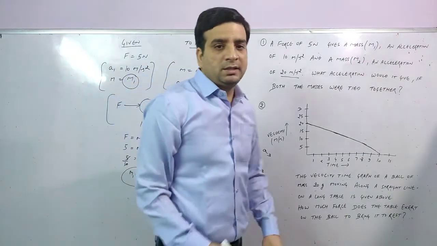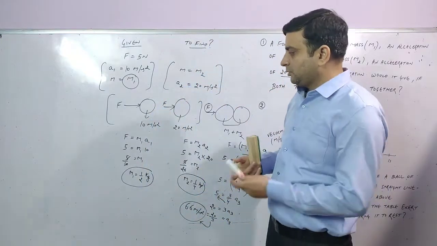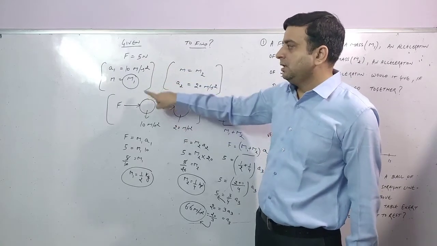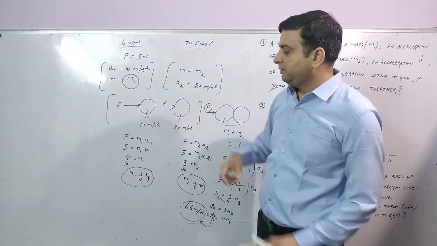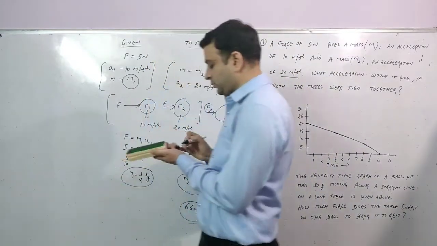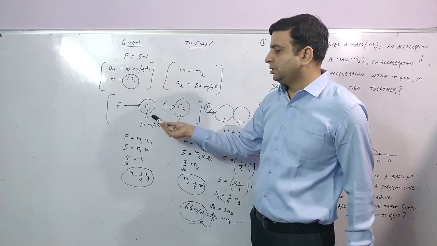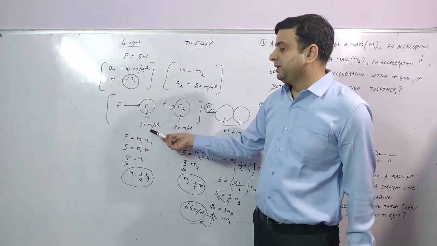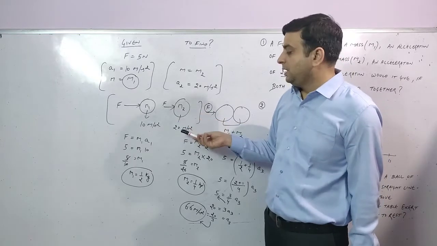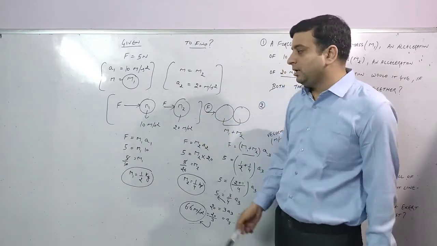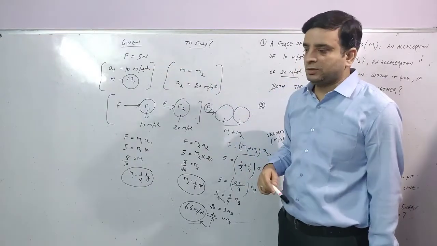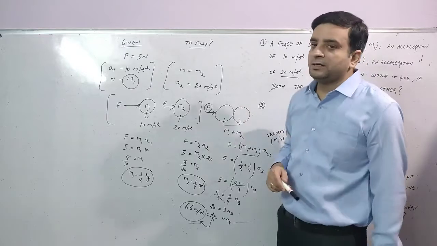So I hope this numerical is clear to everyone. But there are two conditions. When a force of 5 Newton is applied on an object whose mass is m1, it achieves an acceleration of 10 meter per second square. When 5 Newton force is applied on an object whose mass is m2, it achieves an acceleration of 20 meter per second square. What they are asking is: when both the masses are combined and the same 5 Newton force is applied on the combination of masses, what acceleration would it achieve.